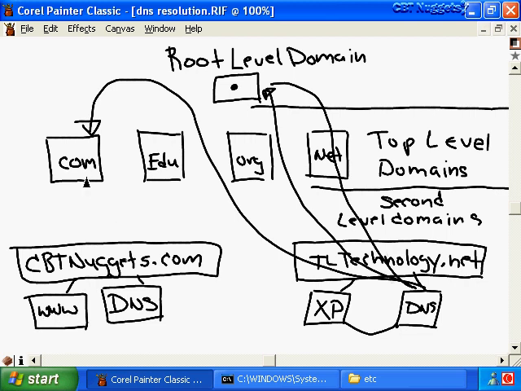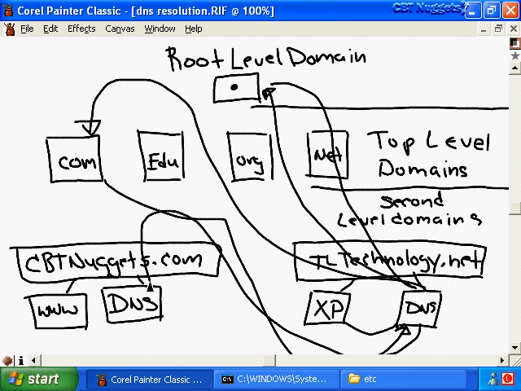Well, .com will say, you know what, you're getting warmer. I know where cbtnuggets.com is, but I don't know where www in cbtnuggets.com is. Well, thank you very much. That helps. So it gets the IP address of cbtnuggets.com. The DNS server goes to the DNS server in cbtnuggets.com. Ask the question again, Mr. cbtnuggets.com DNS server, do you know where the host www in cbtnuggets.com domain is?